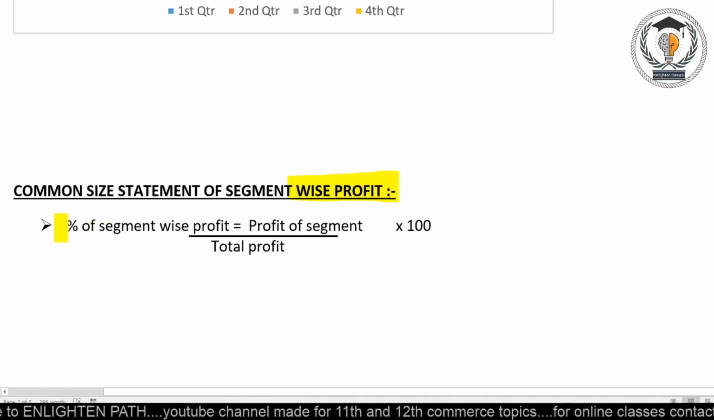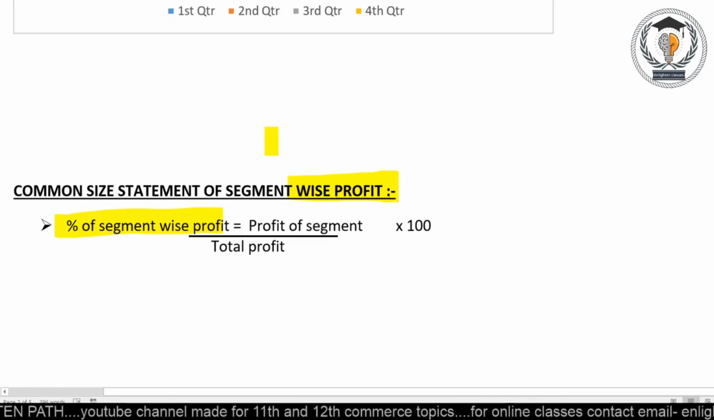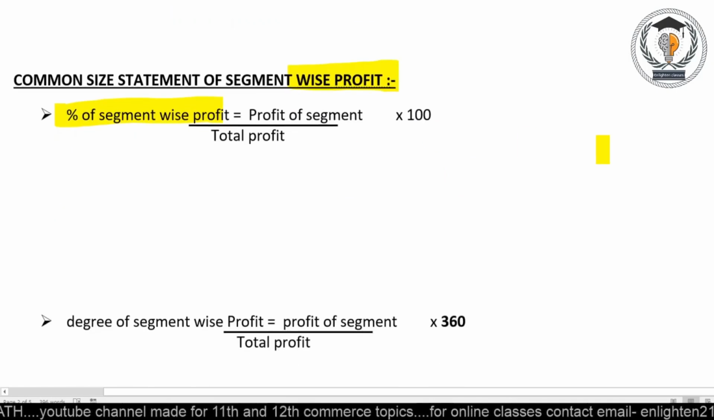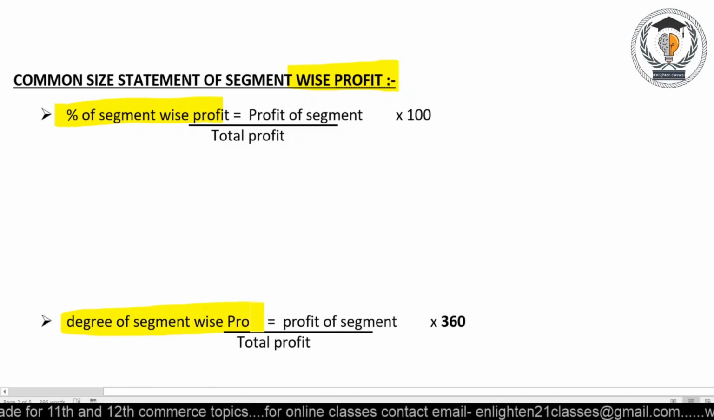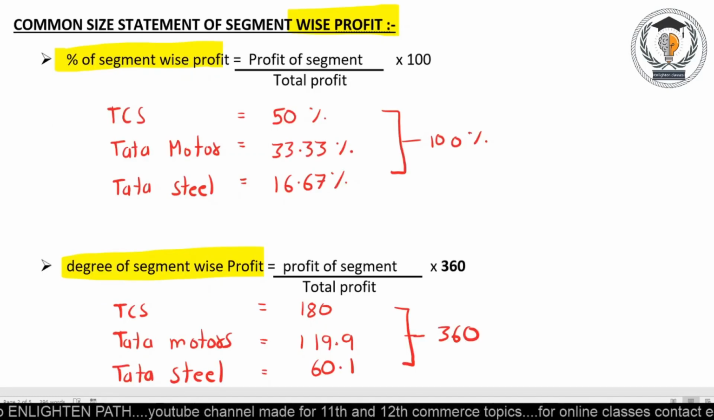So first of all, we will find the percentage of segment wise profit, and the formula is profit of segment upon total profit into 100. And the same way you have to find the degree of segment wise profit. We have to find the degree because we want to make a pie chart. If you don't want to make a pie chart, don't do this formula. So here is the calculation for percentage of segment wise profit and degree of segment wise profit.